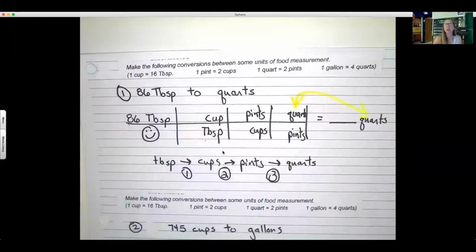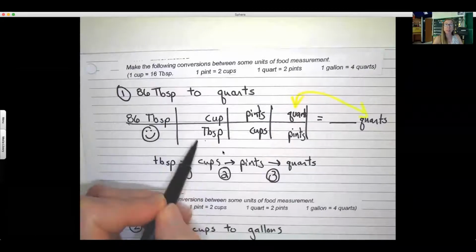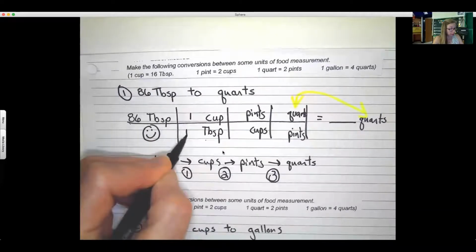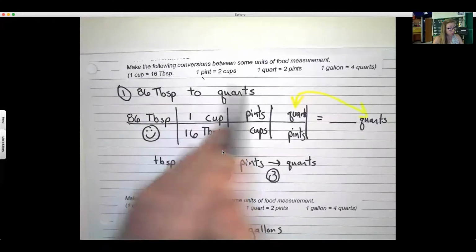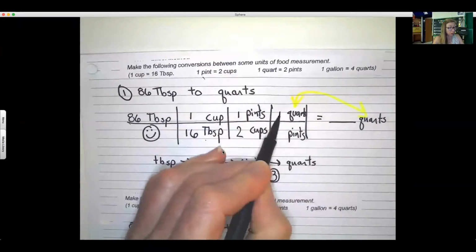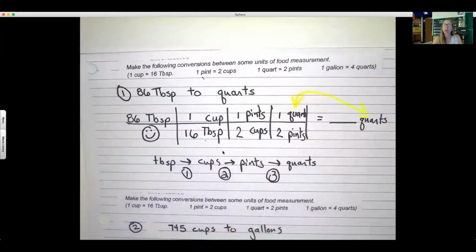Now I need to fill in the correct numbers. This quantity has to be equal to this quantity. So I'm saying that 1 cup is 16 tablespoons. 1 pint is 2 cups. 1 quart is 2 pints. Now we just have the math. Just like algebra, we're going to simplify it first, and then we're going to do the math.